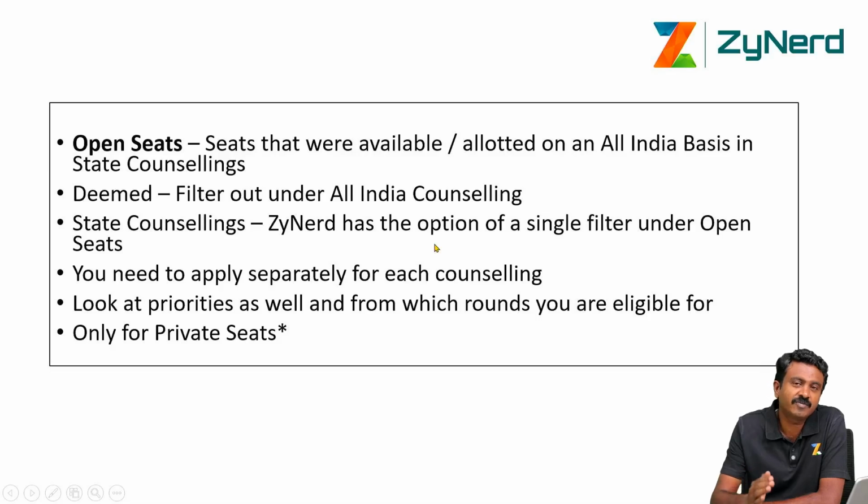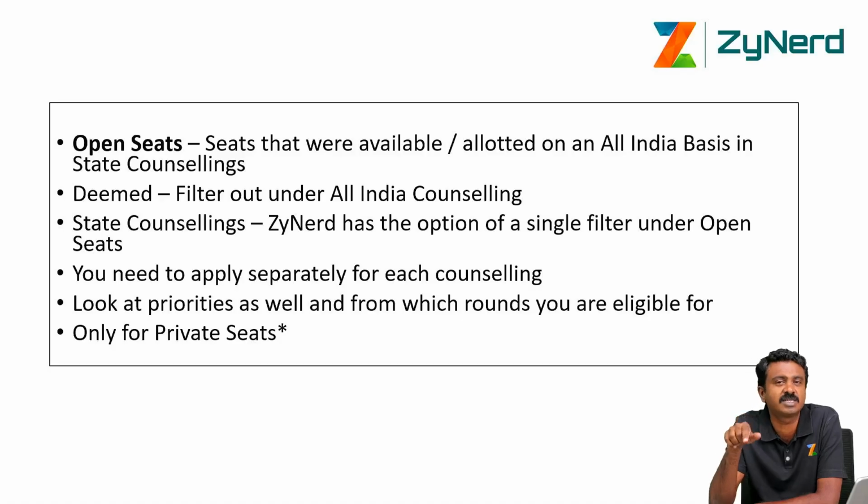If it is in state counselings, how do you look at it? I have to go to each state counseling and then look at the information. ZyNerd does one counseling filter where you filter and look at all the open seats across India, but it will have 14 different states' information, let us say. You will have to go and apply for each of those states if you want all the 14 states' eligibility. Let us say you look at the entire open seats counseling and states counseling, and then you see that there are open seats available in Karnataka, Tamil Nadu, Uttar Pradesh, Bihar, etc., where you want to go and opt for those seats. You will have to apply for each counseling separately.